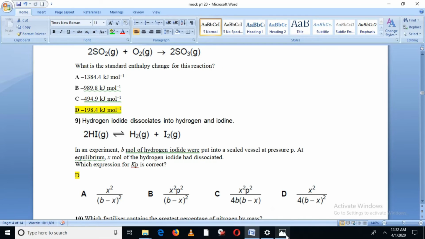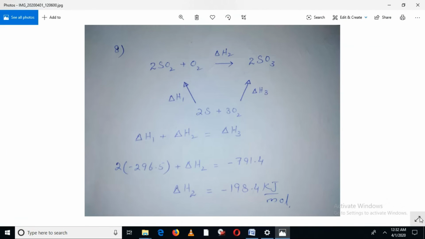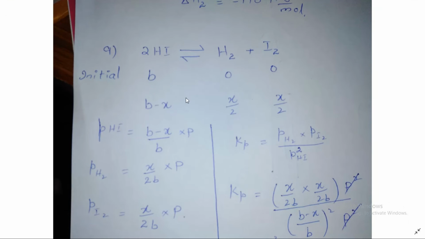So for the sake of working, if we would go through the working of it, you can see initial moles of hydrogen iodide are B, while the initial moles of hydrogen and iodine are not given by him, so they are considered to be 0 and 0. While at equilibrium, the X moles out of B have been converted into hydrogen and iodine by decomposition reaction. So by the relation, if X moles of hydrogen iodide have been decomposed, X by 2 moles of hydrogen would be formed and X by 2 moles of iodine would be formed.